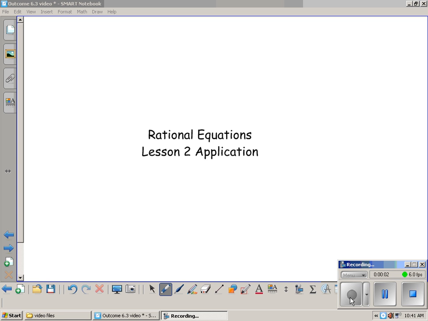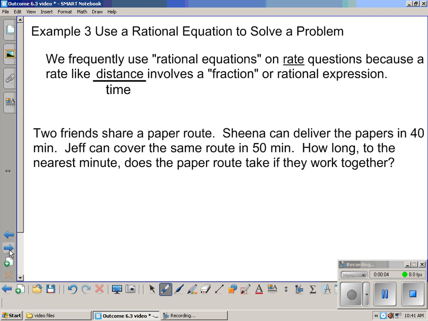Rational Equations Lesson 2: Applications. We can use rational equations to solve problems. We frequently use rational equations on rate questions because rates, like distance over time, involve a fraction or a rational expression. So here's an example.